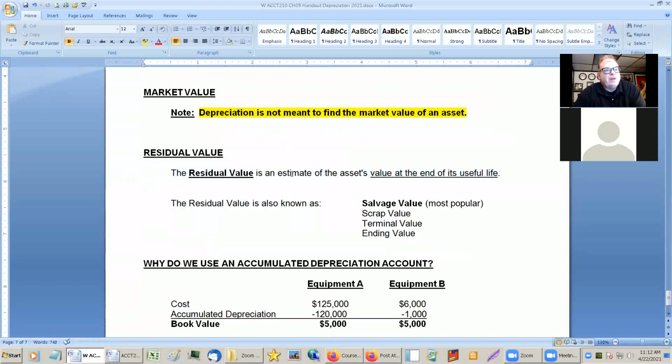Residual value is an estimate of the asset's value at the end of its useful life. So whatever it is at the end of its useful life, that's residual value. And it could be different depending on how long you plan on holding something. For instance, let's say you buy a truck for your business. You might be in a business that requires that you have a new truck every couple of years or every 3 years or whatever.